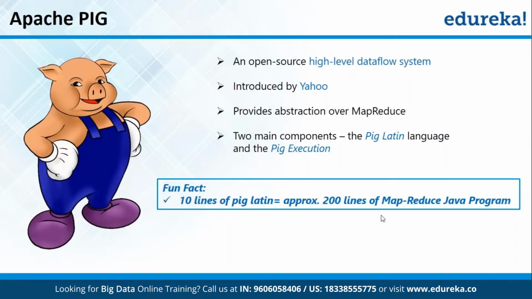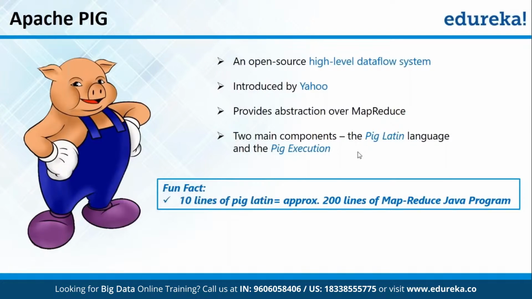So just a fun fact for you guys. Approximately 10 lines of Pig Latin is equal to 200 lines of MapReduce code. So this is the difference. If you have to perform a particular task in MapReduce, you are writing 200 lines, whereas the same task can be done in 10 lines or less than 10 lines. Okay. Basically, Pig has got two components. One is the Pig Latin language using which you can write simple queries, and second is the Pig execution engine, which converts your Pig queries into Apache MapReduce.